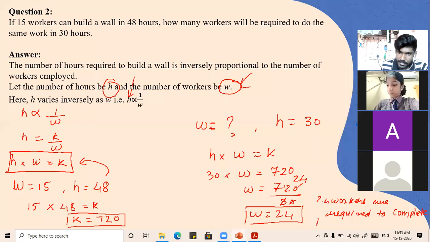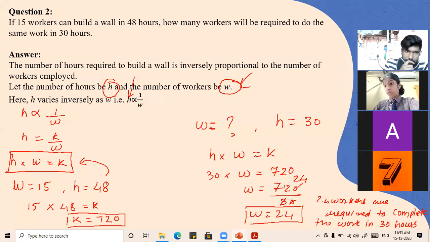To complete the work in 30 hours. Go through this sum, students. Go through this sum.